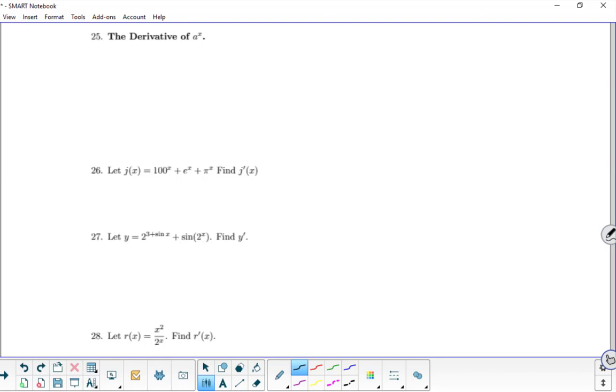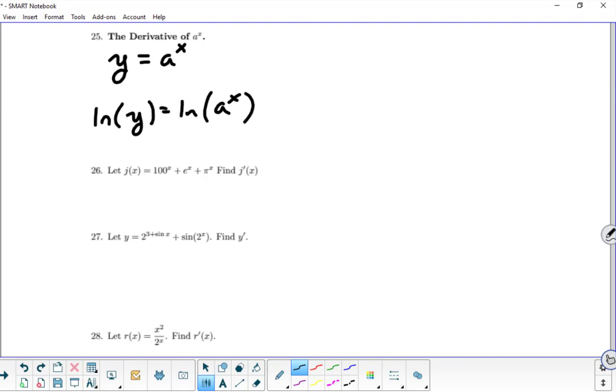So I want to take the derivative of the exponential function a to the x. Let's try the same tack as before. Let's write this as y is equal to a to the x. I've got a couple different tricks I could try here. In this case, I'm going to take the natural log of both sides. I'm going to say that the natural log of y is equal to the natural log of a to the x. This gives me a chance to practice some of my properties of logarithms.